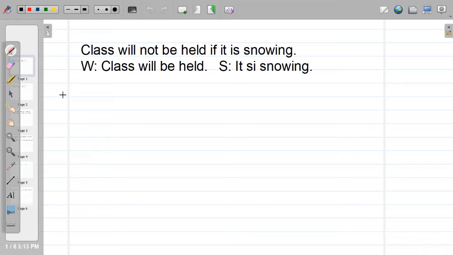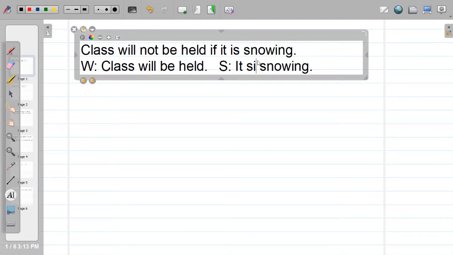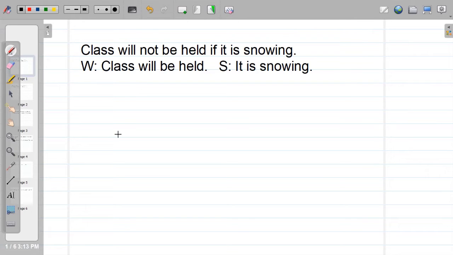So I'll give you a sentence, and then I'll give you a symbolization scheme. The symbolization scheme is the thing. W: class will be held. S: it is snowing. There'll probably be some typos, I apologize. When you're dealing with these on the test, I'll just quickly do one or two examples so you can see, and talk through how I'm solving these.